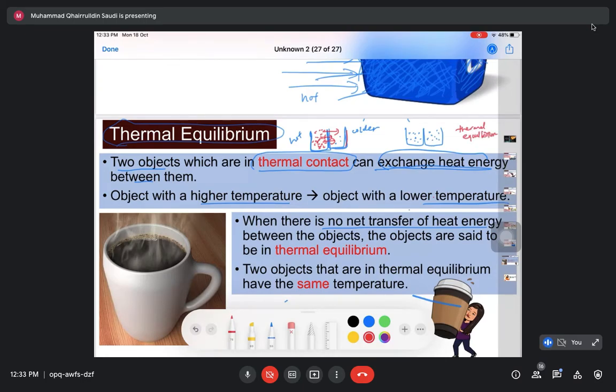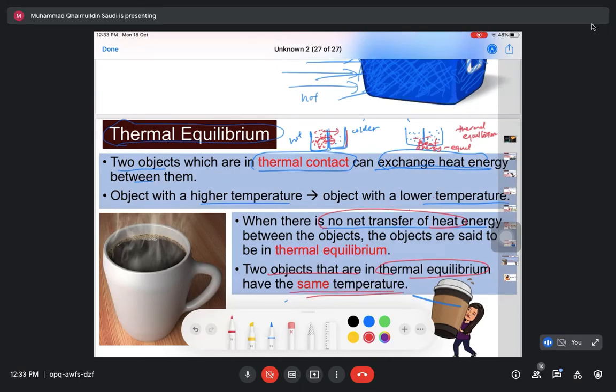Apa maksud thermal equilibrium? When there are no more heat transfer. Okay, tadi heat transfer from hot to cold. Now, tak ada lagi dah heat transfer. Sebab the heat energy is equal. Heat energy is now equal. Okay, two objects that are in thermal equilibrium have the same temperature.